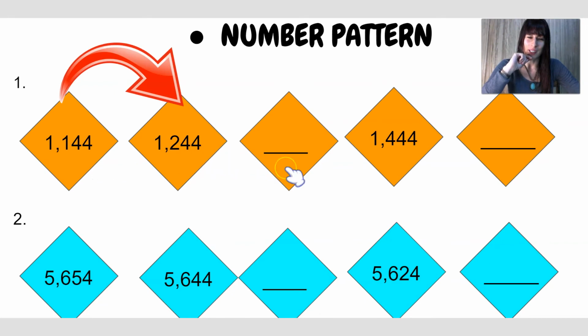So the next number that I would put here would be 1,344. Again, see, I did not change the thousands place value. I didn't change the tens and ones. I only changed the hundreds place value. All right, and this is going to be the next number.